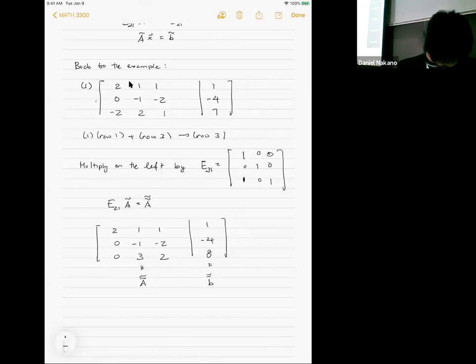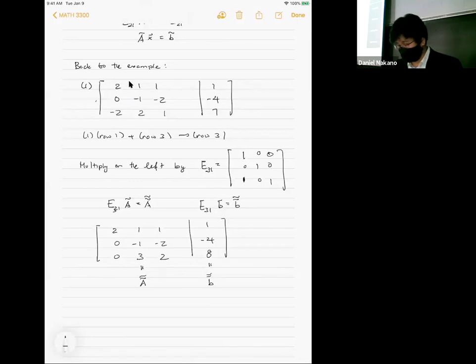This is B tilde tilde. And then I have an E31, so that's 3 not a 2. Okay? Times B tilde is equal to B double tilde. Tilde just means the next step. Second step. Okay, we're almost there. Any questions so far? So you can kind of see what we're doing, right? And then one more step.